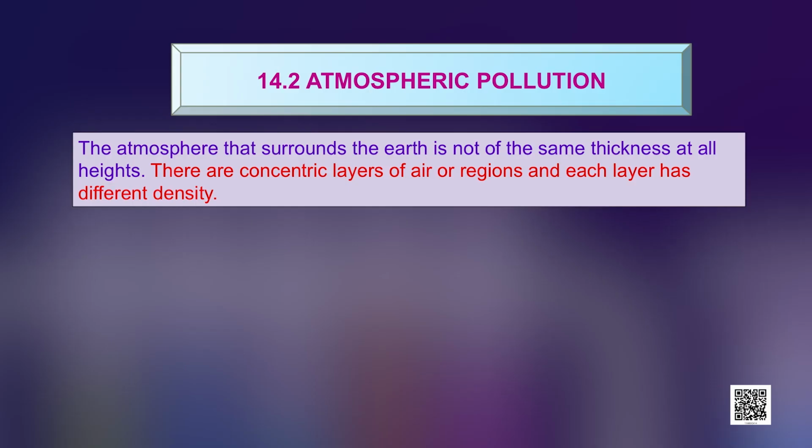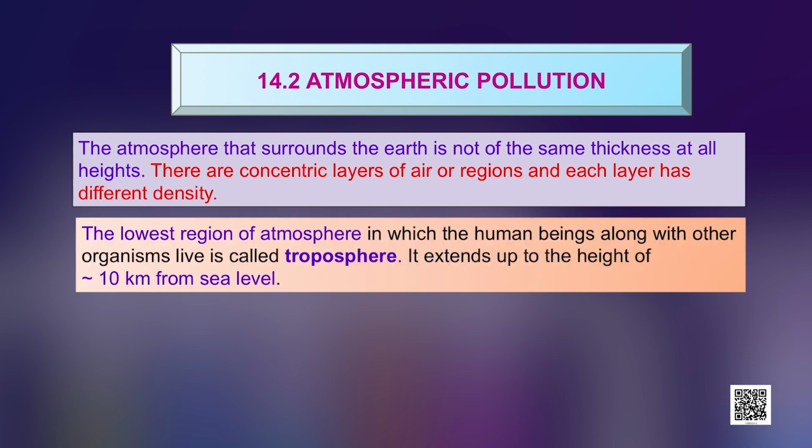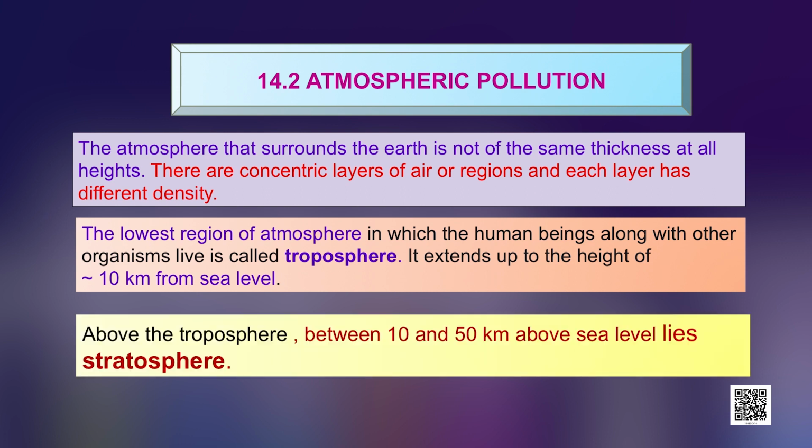Let us now see what atmospheric pollution is. The atmosphere that surrounds the earth is not of the same thickness at all heights. There are concentric layers of air or regions and each layer has different density. The lowest region of the atmosphere in which the human beings along with the other organisms live is called troposphere. It extends to the height of approximately 10 km from the sea level. Above the troposphere, between 10 and 50 kilometers above the sea level lies the stratosphere.